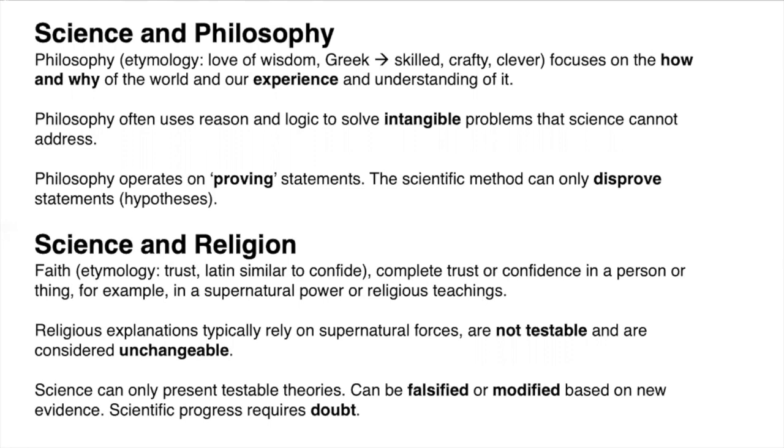And this is a key difference because science can only really disprove statements. It can't prove that they're correct. And it can only disprove statements if they can be measured somehow. So there are a lot of things that philosophy can address that science still can't touch.